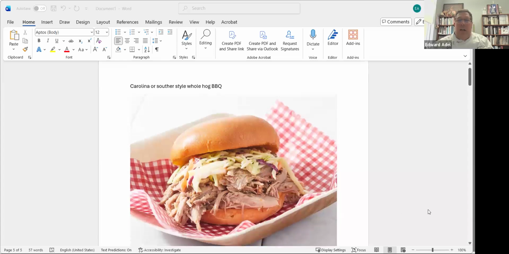Carolina or Southern barbecue. While I do that, let me pull up my pictures here so we can get a visual of what these are. Okay, so Carolina or Southern barbecue, whole hog. This is the original form of what barbecue is. You know, a whole hog cooked over coals, and then they shred it all, and they put a spicy coleslaw on the top of it, vinegar-based mop, and they make a sandwich out of it.